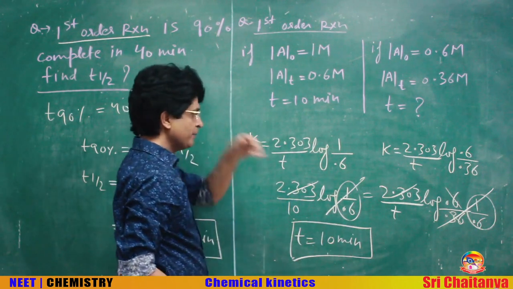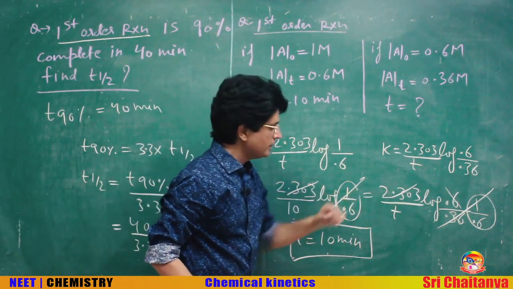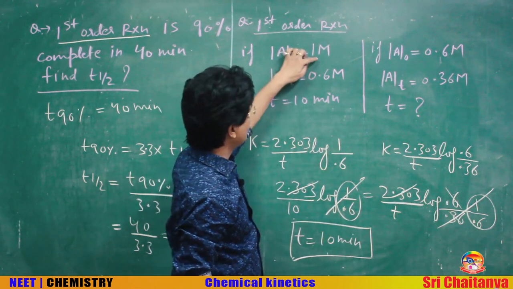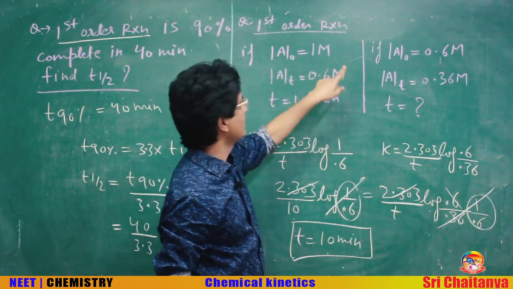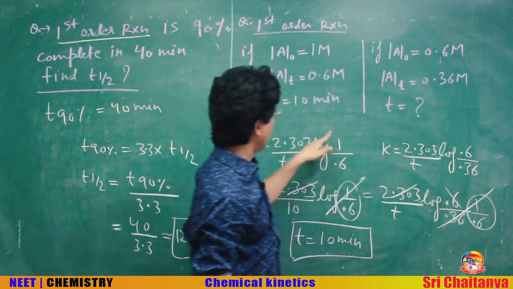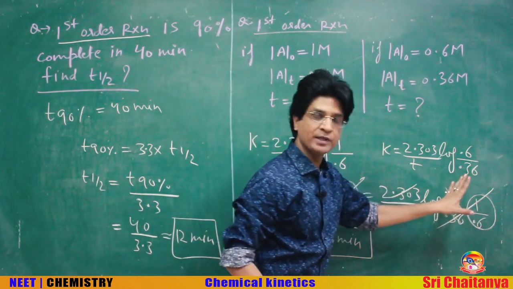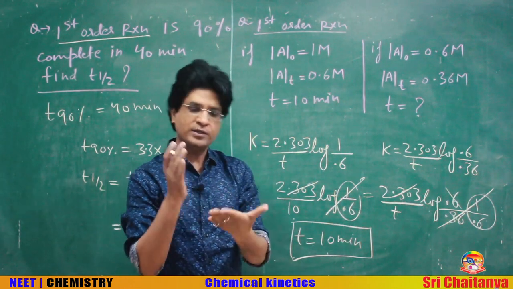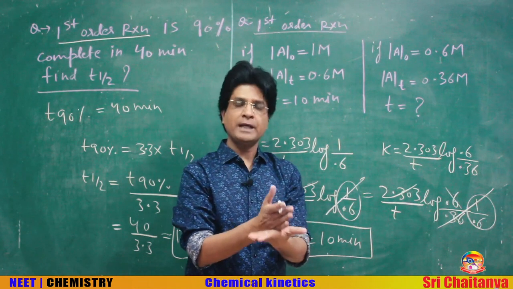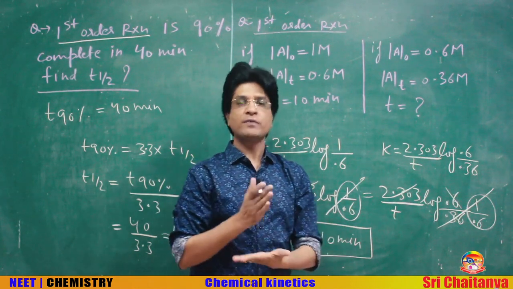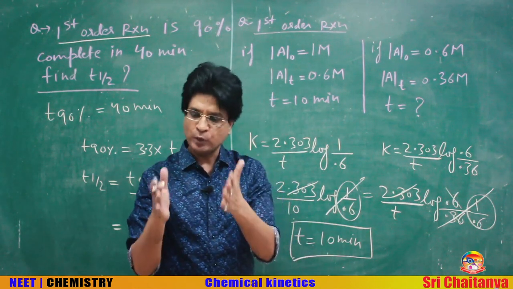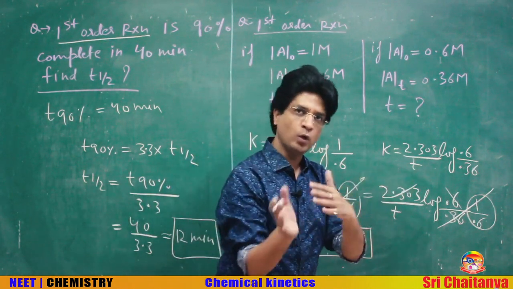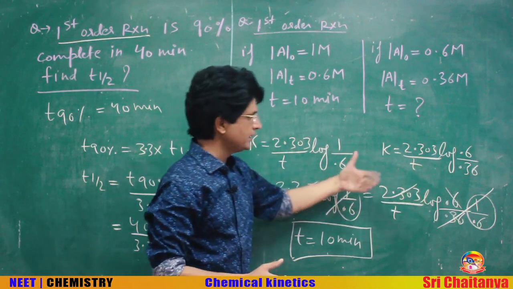So remember the significance of this question is that if you take the ratio, the fraction will be same. For both of them, the fraction is 1 by 0.6 and 1 by 0.6. So what I'm trying to say is that to finish the same fraction of reaction, the time required will also be same. In a first order reaction, I repeat, the time required to complete a reaction by a certain fraction will always be same. How come? Let's see in the other examples.